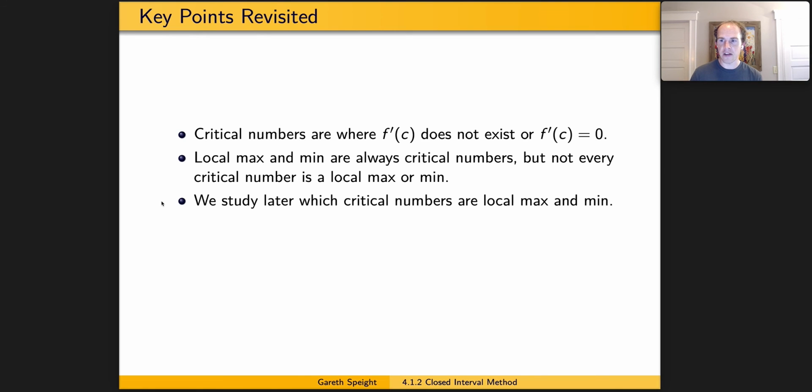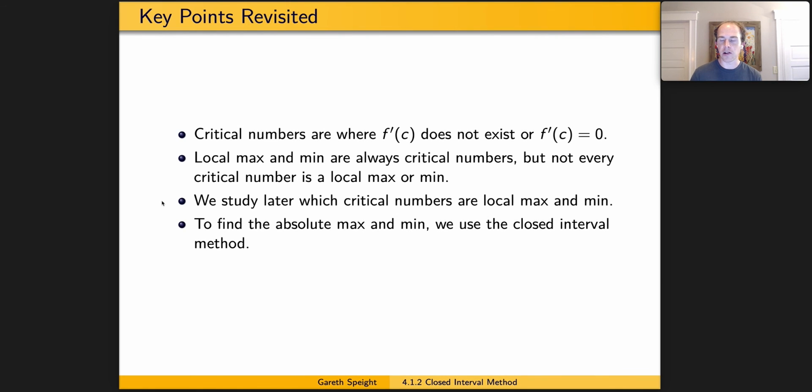But for the moment, we have a way to figure out the absolute max and the absolute min, which is to use the closed interval method. We have to figure out these critical numbers, compute the value of the function at the critical numbers and the endpoints. The biggest one is the absolute max, the smallest one is the absolute min.